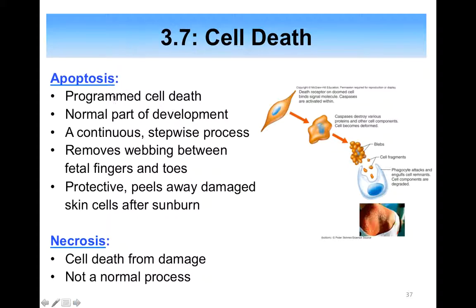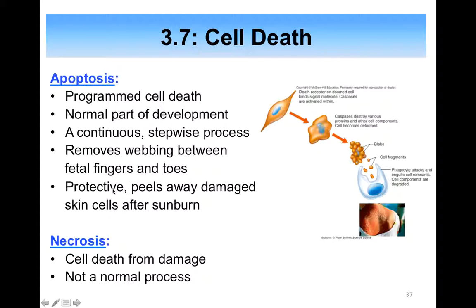Cell death. Programmed cell death is called apoptosis, and it's when cells are programmed by the genes to die. It could be just part of normal development. For example, when the fetus is developing and those webbed fingers and webbed toes need to go away, there's programmed cell death to get rid of that, which is mentioned right here.